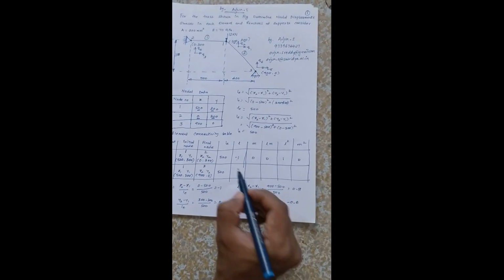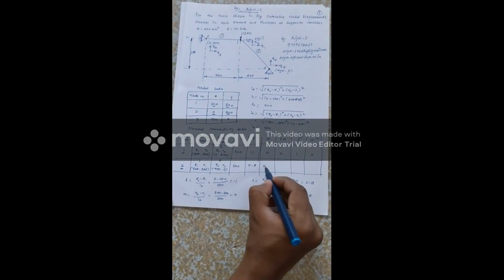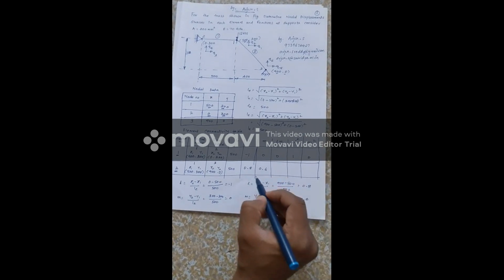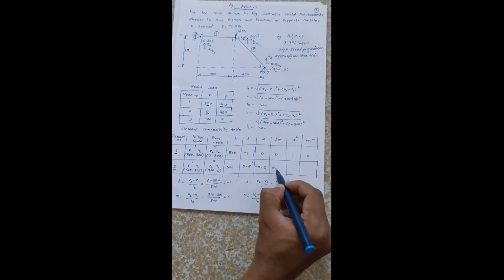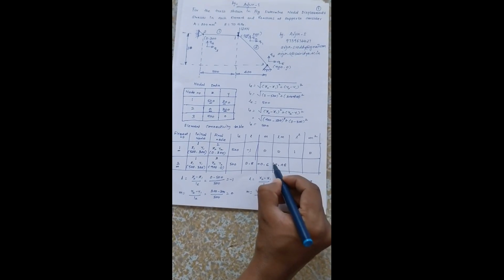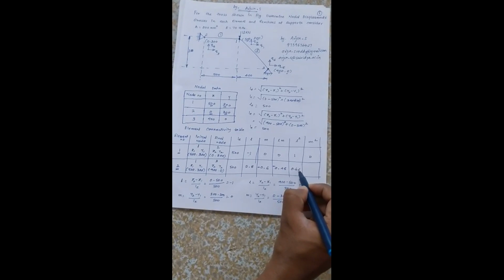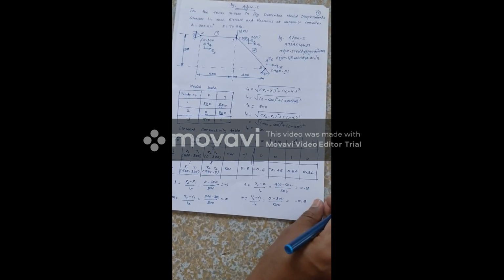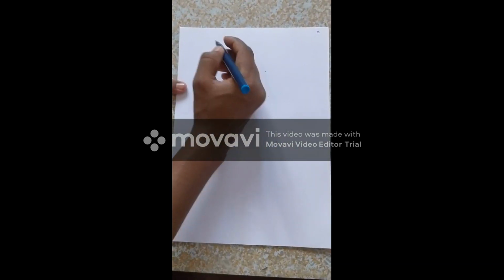So now the value of L is 0.8 and the value of M is 0.6, and L into M is 0.48, minus 0.48, L square is 0.64 and M square is 0.36. Okay, now we will continue.